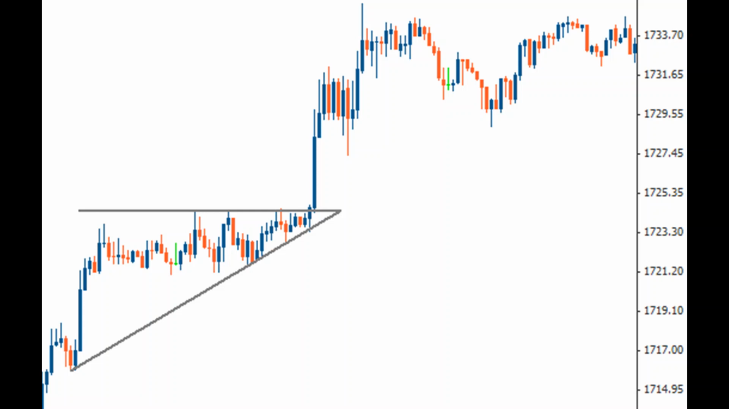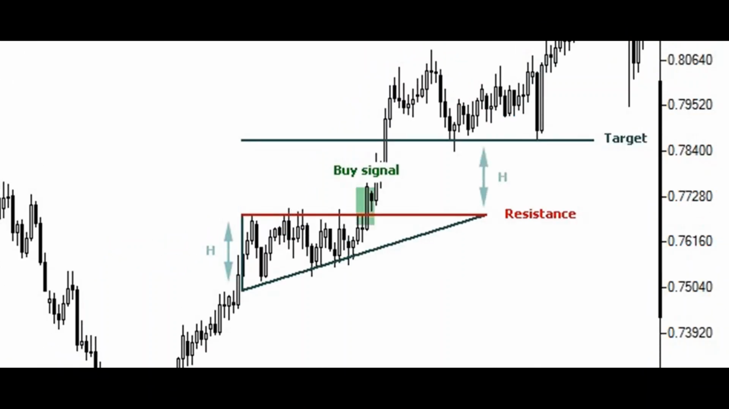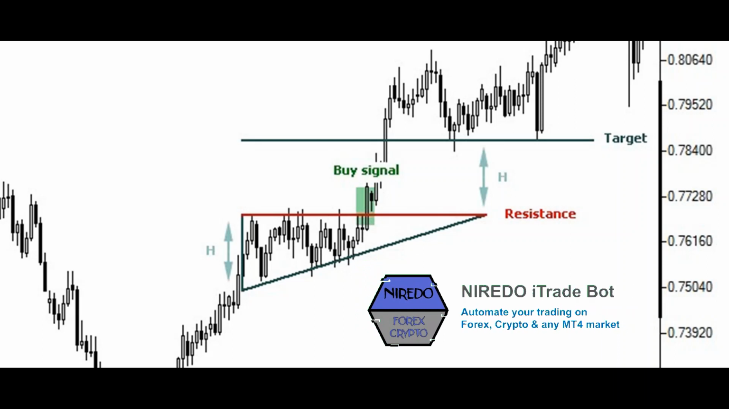Once the pattern has been identified, traders can enter the market by buying when the price breaks above the horizontal resistance level, with a stop loss placed below the last swing low. This strategy allows traders to benefit from the bullish momentum of the market, while minimizing their risk by placing a stop loss below the previous low.